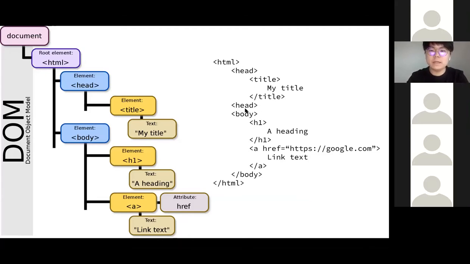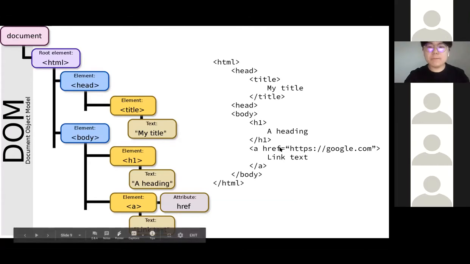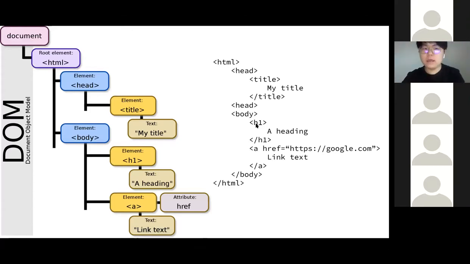So head, everything inside these two, the starting tag and the end tag, they're kind of children objects of this head element, and so on, right? And let's say H1, that element represents a heading in the document, like a title.